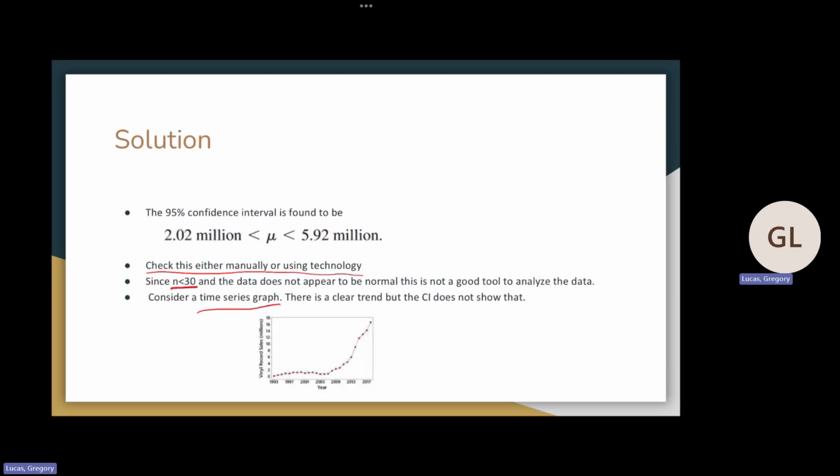So there's a clear trend of vinyl record sales. They're going up over time. But the confidence interval doesn't really show that. It doesn't give us any insight. So it's not a helpful tool when it's not a normal distribution. So you can always find that value, but make sure it has some meaning too.